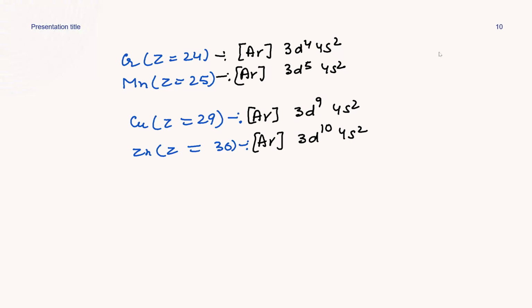But now remember one thing. For copper and for chromium, this is a wrong electronic configuration. Chromium and copper are exceptions. So they don't have electronic configurations like this. For chromium, the correct electronic configuration is argon 3d5 4s1. So this is for chromium.